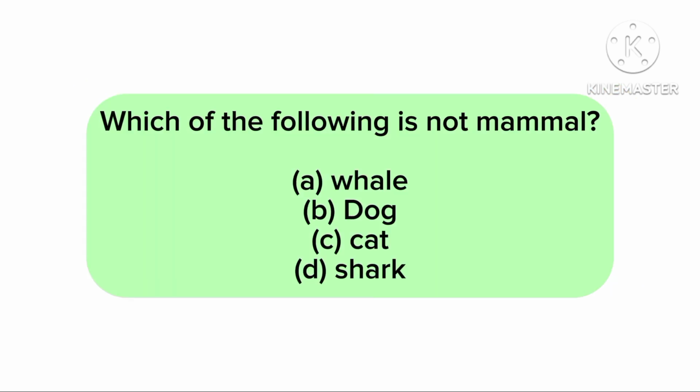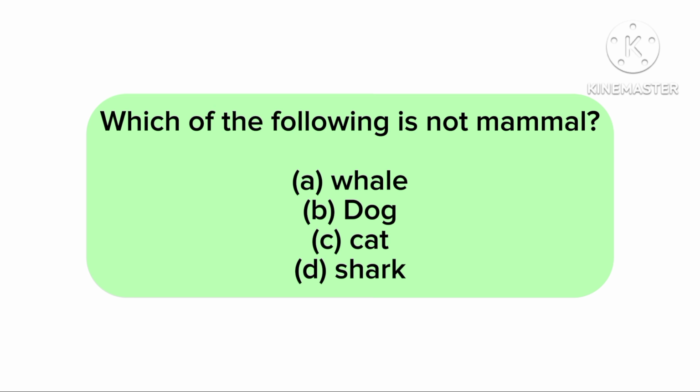Now, the next question: which of the following is not a mammal? We have option A, well, B, dog, C, cat, and D, shark. First, what is a mammal? What animal is regarded as a mammal?